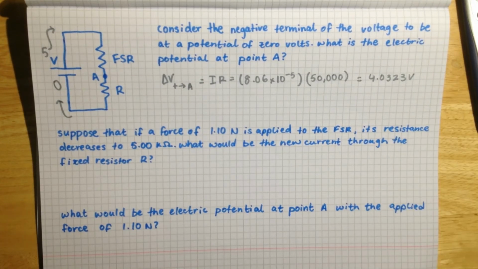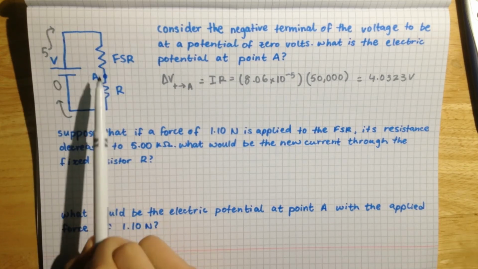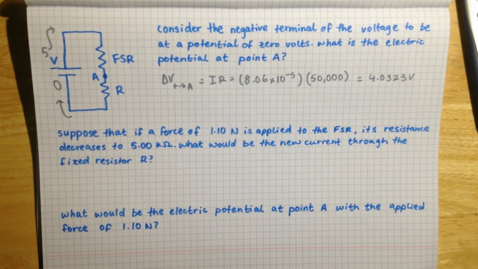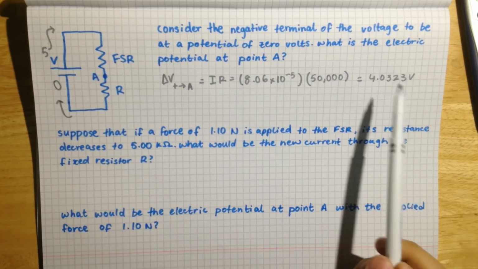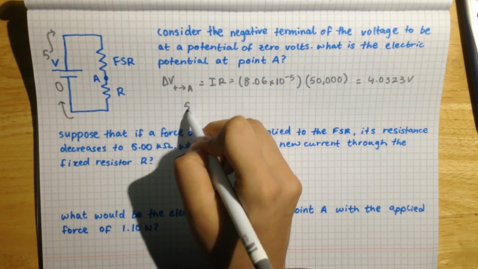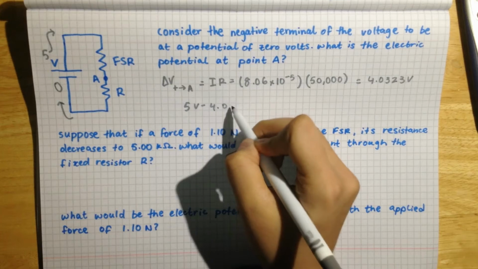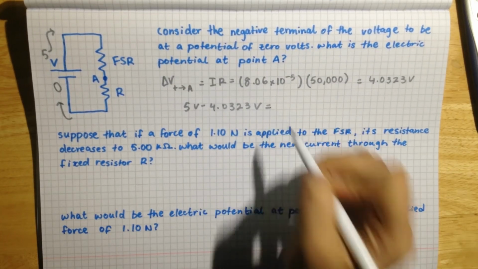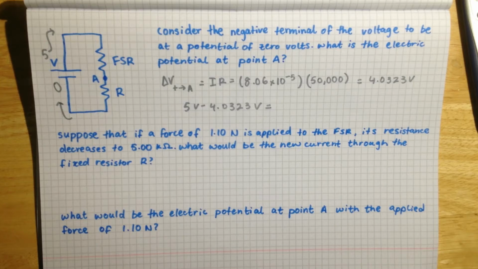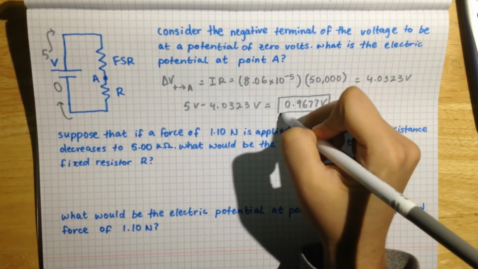Okay, but this is not our final answer. This is just the delta V, the change in voltage from when it first enters to when it reaches A. What we are trying to find is the electric potential at point A. So we have to actually subtract this value from the initial 5 volts that are being put into the circuit. So 5 volts minus 4.0323 volts. And this is going to give us our final answer of 0.9677 volts. This is the electric potential at point A.